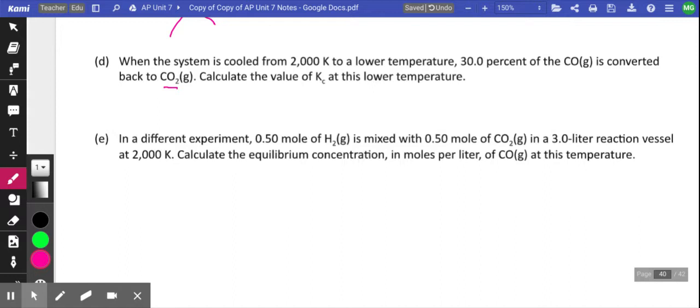Okay, so in question D, they're telling me that I lowered my amount of my CO by 30%. So 30% of the CO is converted back to CO2. So I know that at equilibrium, I had 0.55 molar of my CO. If 30% of that is being converted to something else, well, I need to know what that 30% is. So I'm going to take that 0.55 times 0.3, which will give me 30% here. That gives me 0.165 molar change. That means that my CO is going to decrease by 0.165 molar.